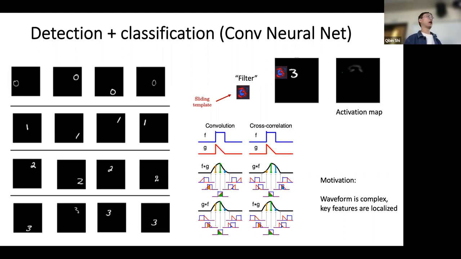And here we call it convolution. Actually, from the previous slides, we already know that it's doing cross-correlation, but cross-correlation is similar to convolution. The only difference is whether we flip the template or not. You can see the difference between convolution and cross-correlation here. So it's a similar idea between the neural network and template match.